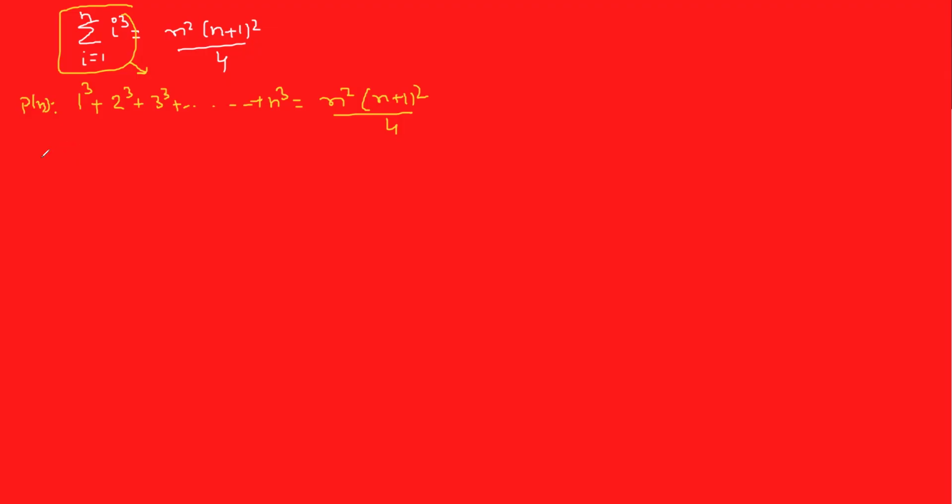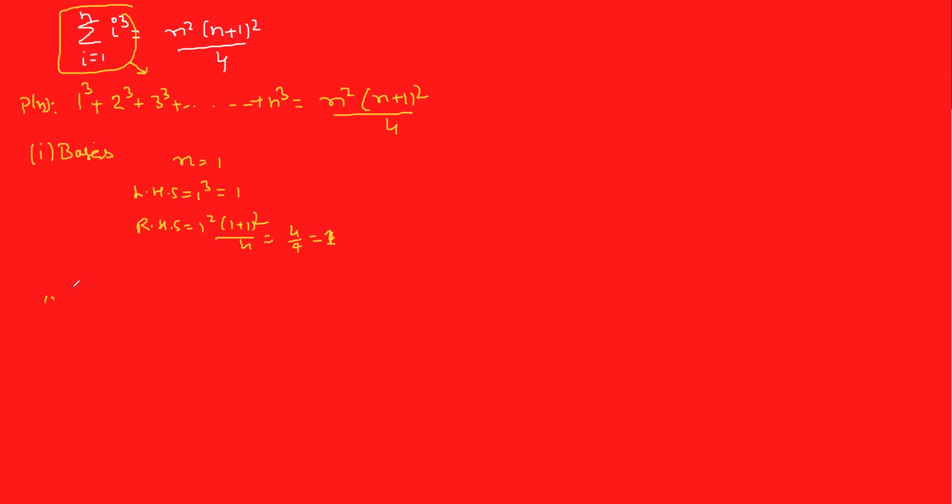Now you know base induction, base step. What is base step? Put n is equal to 1. When you put n is equal to 1, left hand side becomes 1 cube, that is 1. Right hand side becomes 1 square, 2 square upon 4, which is 1.